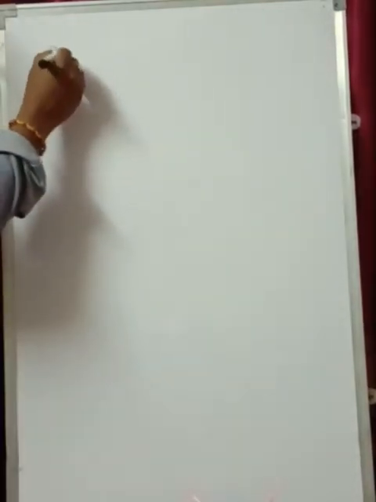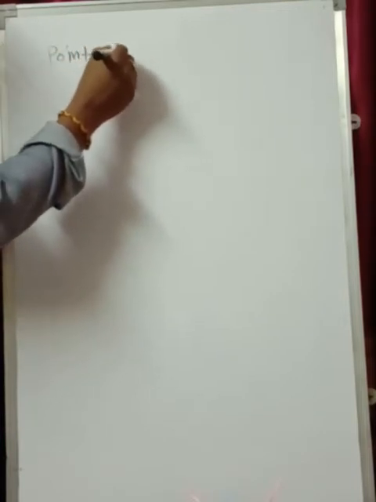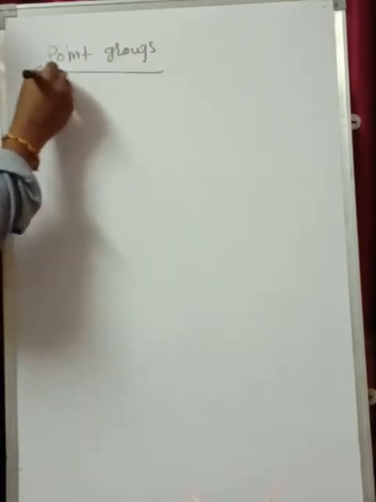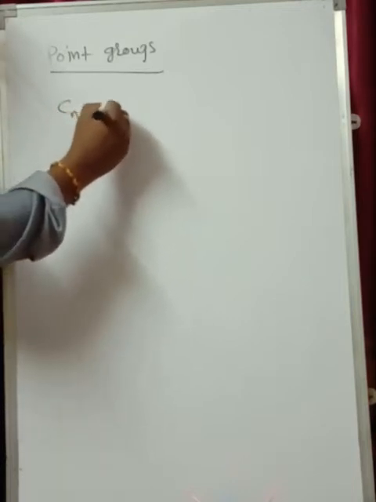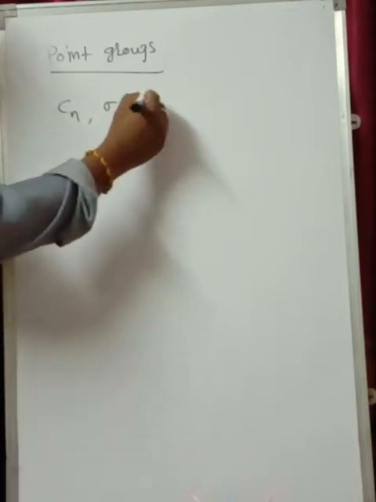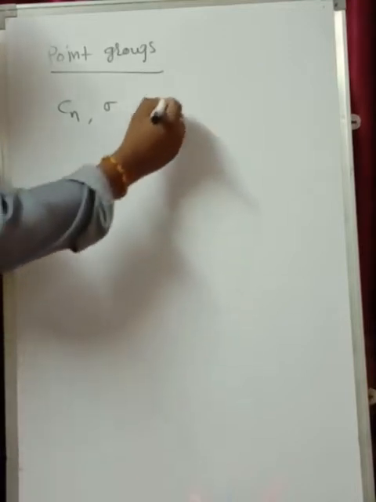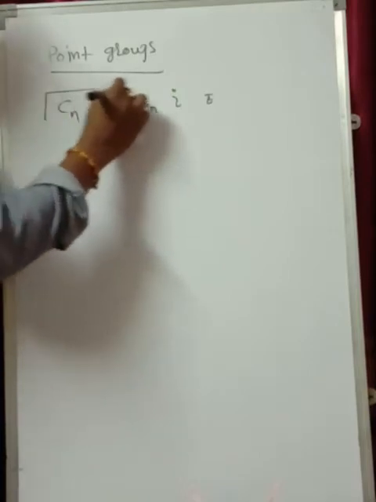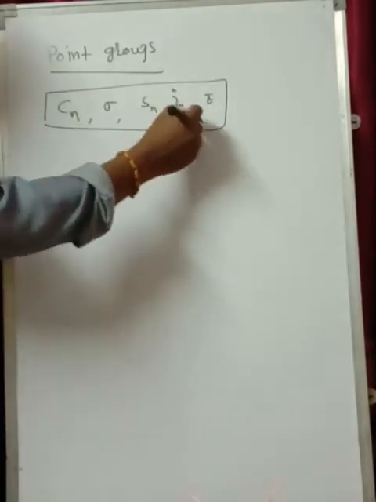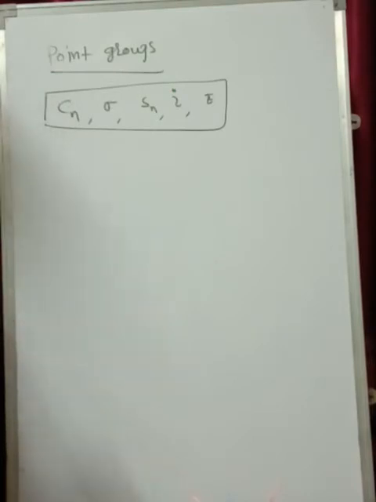Now we shall continue our topic with point groups. As discussed earlier, regarding the symmetry elements, a molecule can have more than one type of symmetry element. The molecule can have a rotational axis of symmetry. It can have a plane of symmetry. It can have an improper axis of symmetry. It can have a center of inversion, or it has an identity. So a molecule can possess any of the symmetry elements, or it can possess all the symmetry elements.